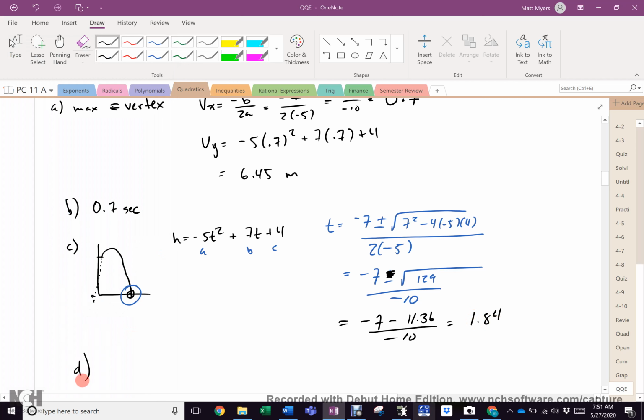And finally, D, how high was the board above water? Well, that's right here. That's where she jumps from. That's the y-intercept. So that's 4 meters.